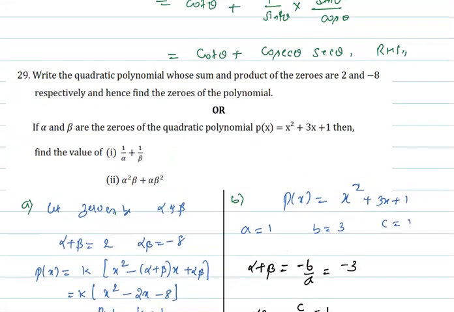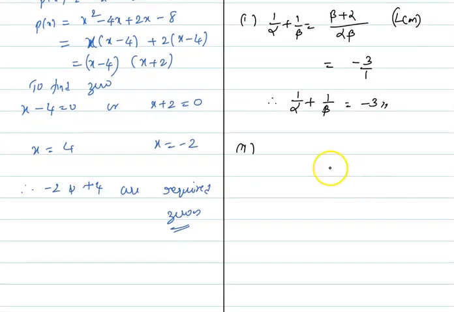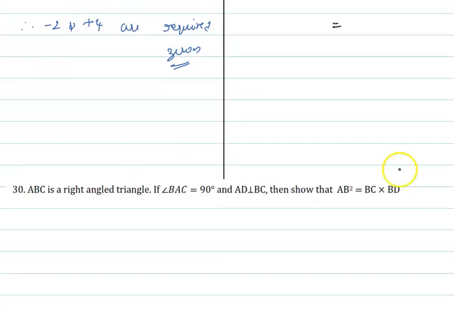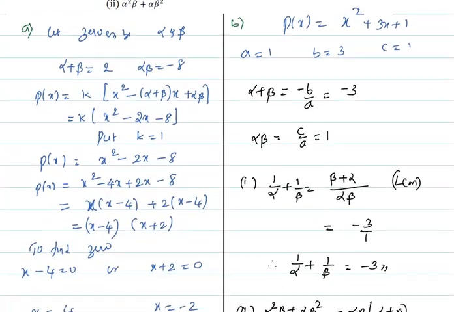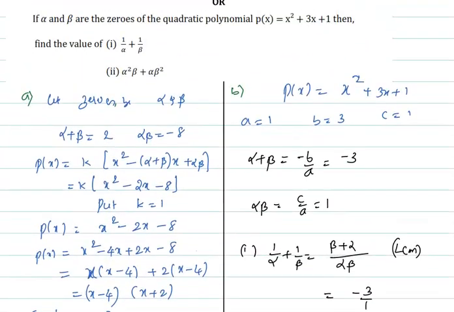Second one, I have to find alpha square beta plus alpha beta square. Here also, just by taking alpha beta common, I can convert that into product times sum. Product is equal to 1, sum is equal to minus 3. Therefore the answer is minus 3. Question number 29 is, we can say, the easiest among the problems we solved until here.